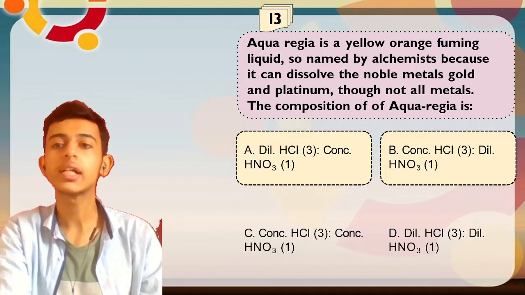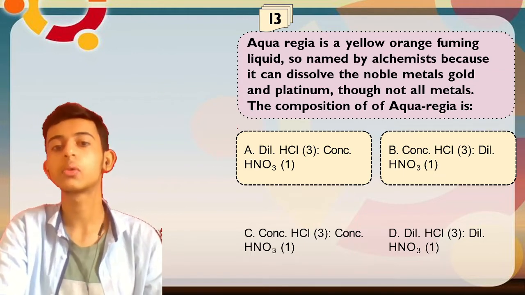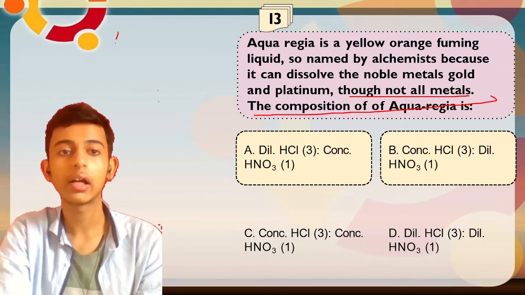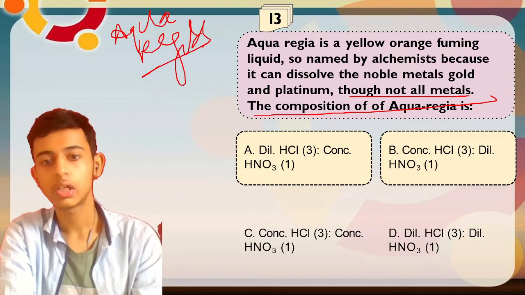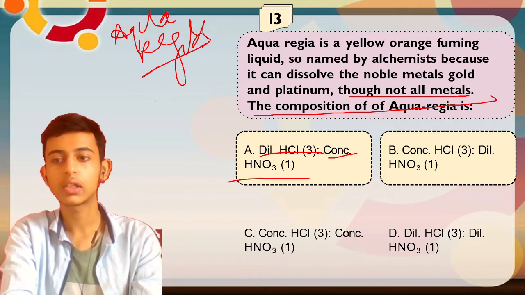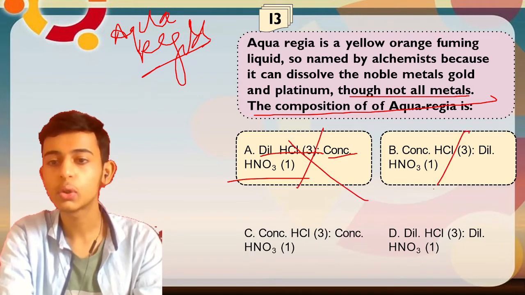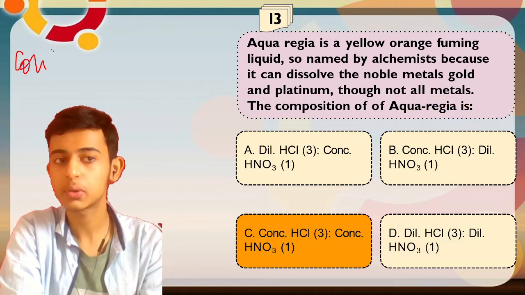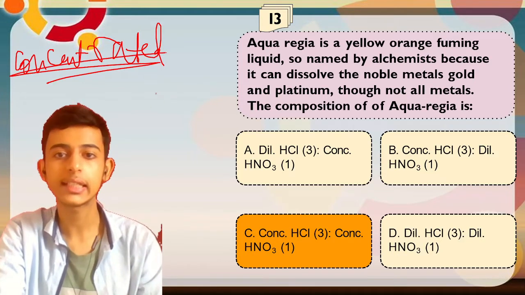Okay, 13. Aqua regia is a yellow-orange fuming liquid, so named by alchemists because it can dissolve the noble metals gold and platinum, though not all metals. The composition of aqua regia, you need to have clarity on this. It's super important. Dilute or concentrated HCl, dilute or concentrated HNO3. The dilute is not at all right. So the answer is concentrated HCl. Both need to be concentrated, remember. They cannot be diluted. So the answer is C.